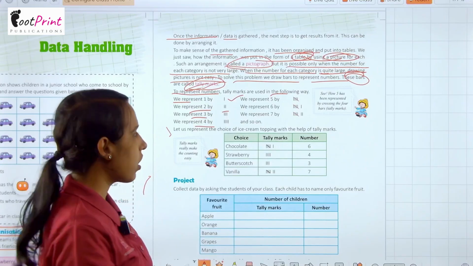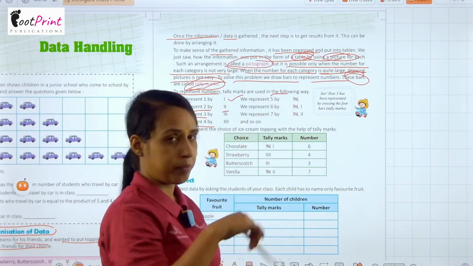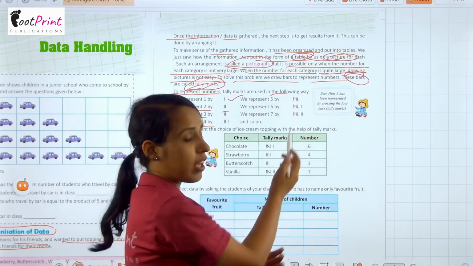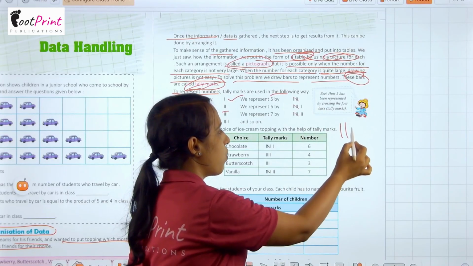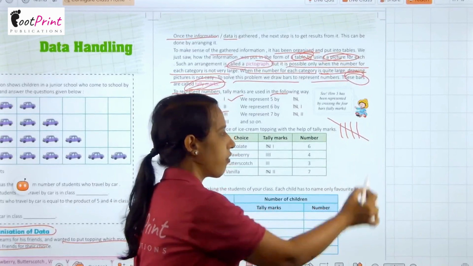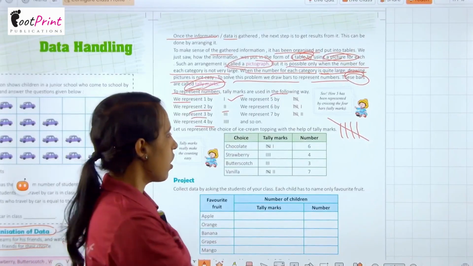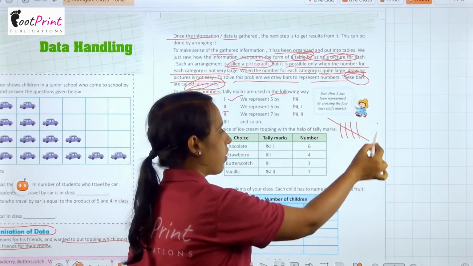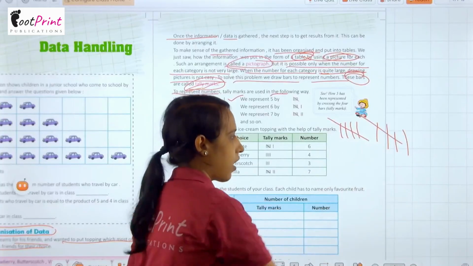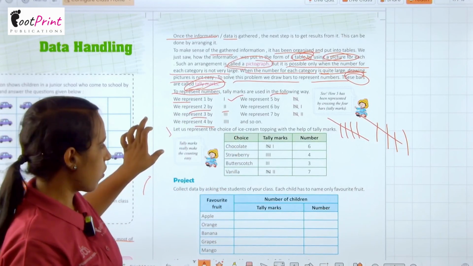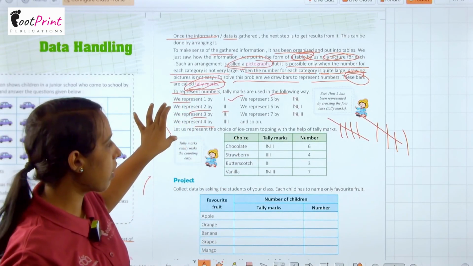And remember one thing, when we want to write 5 tally marks, it is like that only: 1, 2, 3, 4 and at 5 we will close it. Then 6, after that 7, 8, 9 and again 10 is like this. So this is the way to mark the tallies.